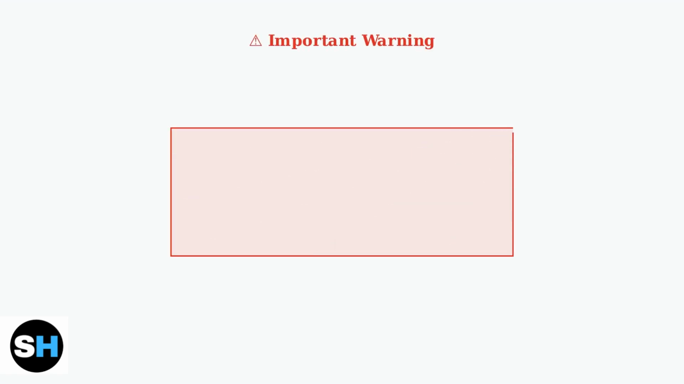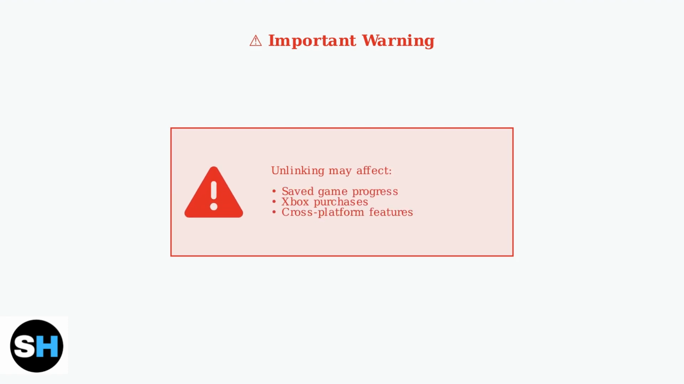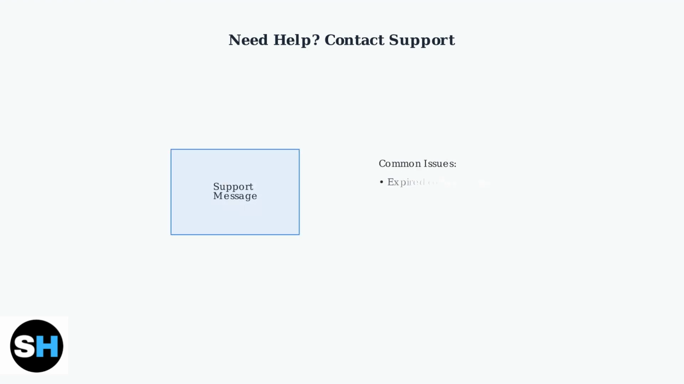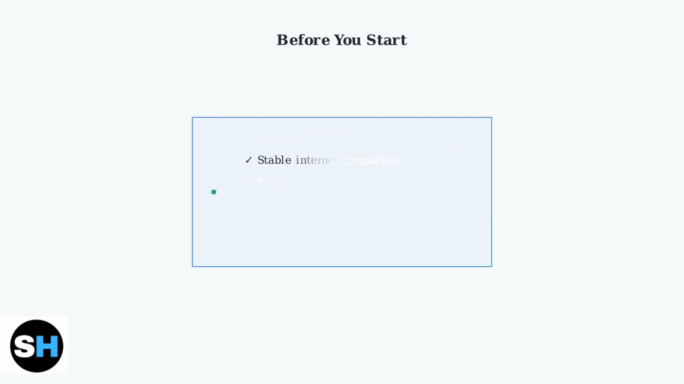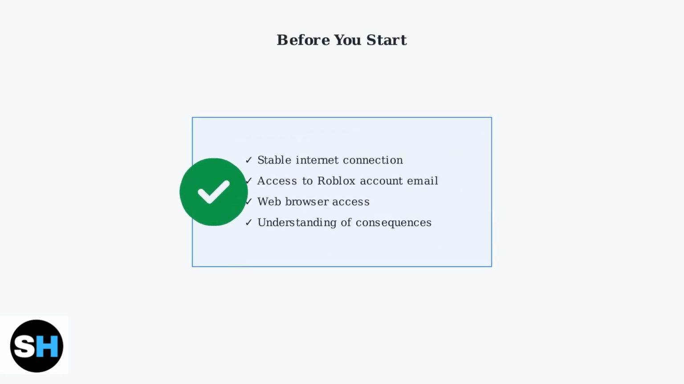Important warning: unlinking your accounts may affect your saved game progress and any purchases made through Xbox. Make sure you understand these consequences before proceeding. If you encounter issues during unlinking, such as expired verification codes or error messages, you can contact Roblox support for assistance. They can help resolve account linking problems. Remember to ensure you have a stable internet connection and access to your Roblox account email before starting the unlinking process. This will help avoid any complications during the procedure.